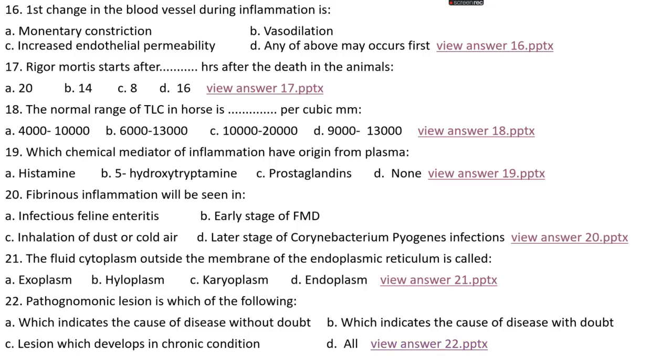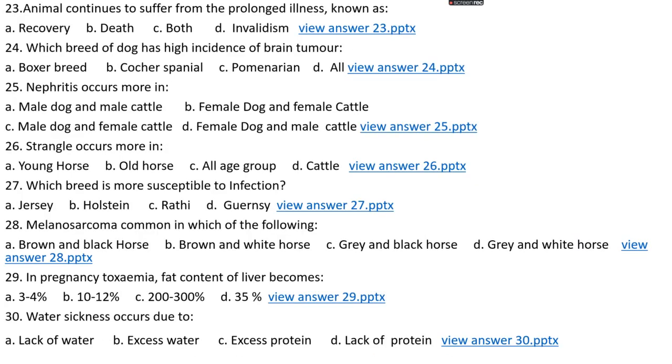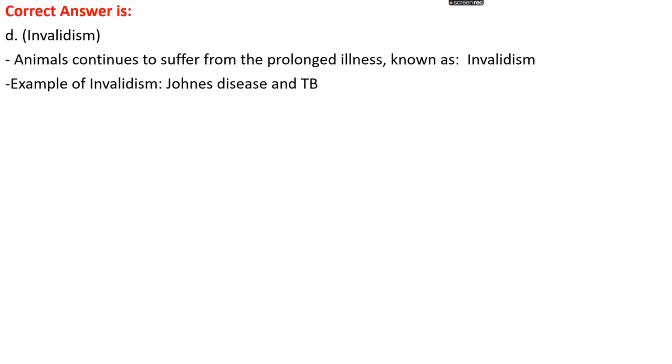Okay. Question number 23. An animal that continues to suffer from a prolonged illness is known as option A, recovery, option B, death, option C, both, option D, invalidism. The right answer is option D, that is invalidism. An animal which continues to suffer from a prolonged illness is known as invalidism. Examples of invalidism, sir, are Johne's disease and TB.